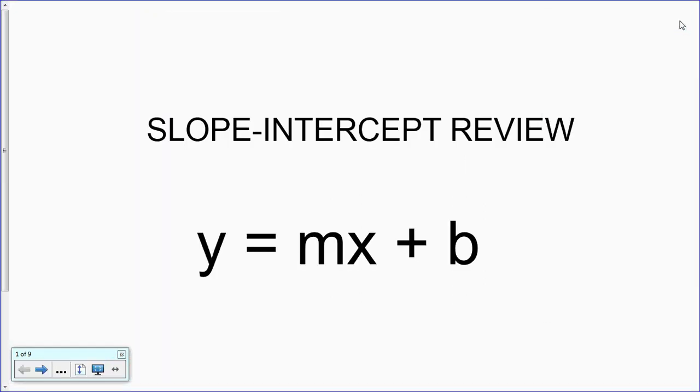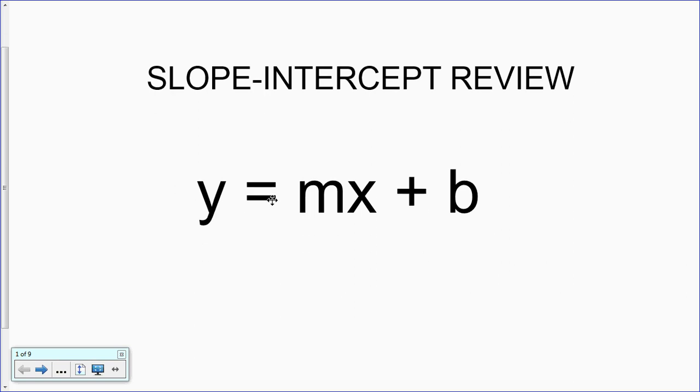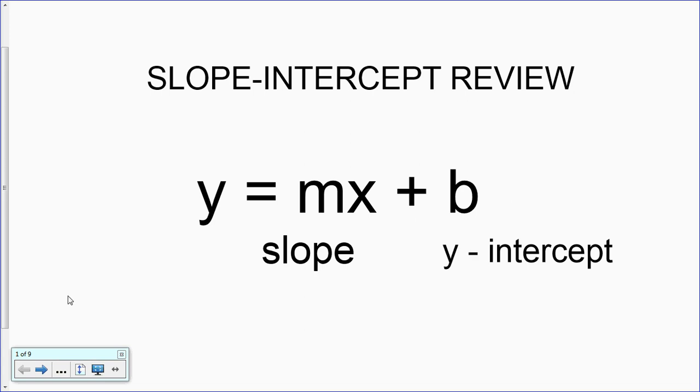Hi everybody, today we're going to do a quick review on slope-intercept form, which is on the screen right now, and we are also going to be talking about parent function. Okay, but before we go into parent function, which is our new topic, let's do a quick review of slope-intercept form. Slope-intercept form is y equals mx plus b, where m is your slope and b is your y-intercept.